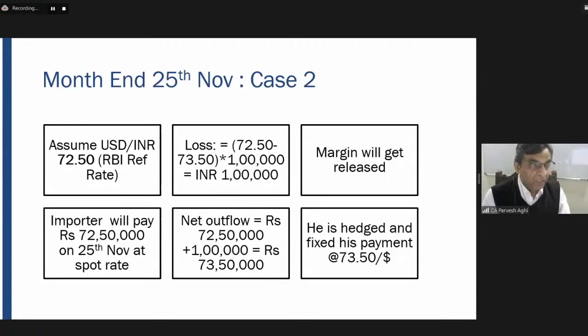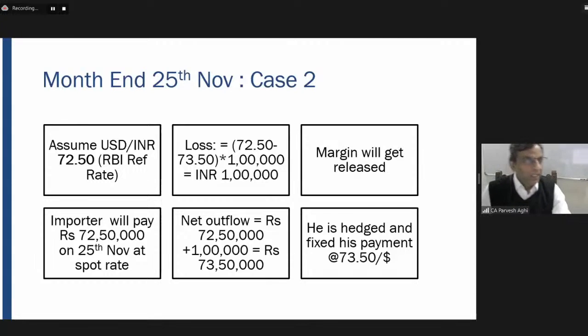Now in this case, we can see when the dollar appreciated, he was making a gain. Okay, when the dollar depreciated, he was making a loss. But in both cases, the overall outflow was to the tune of 73.50. So in this case, what happens is he's not taking the advantage when the rate drops. As an importer, you would have been very happy if you have not taken a futures contract, you would be paying 72.50. So that's why option contracts come. So we will understand that later.